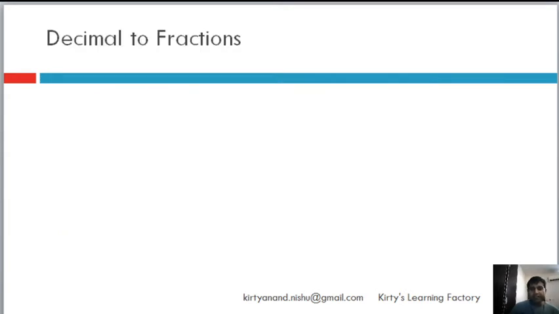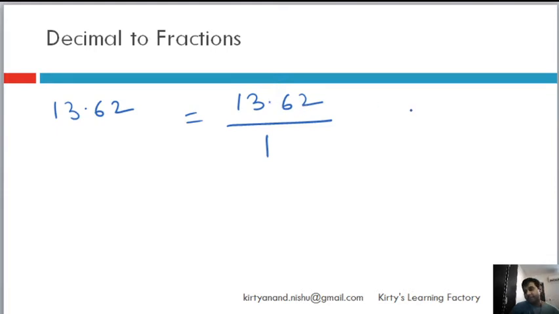Okay, so decimal to fractions. Last time I told you, let's take any decimal, 13.62. What was the guru mantra I gave you? You write the number as 13.62, you put a divide line, you write 1, then you count how many digits are after the decimal on the right hand side, 1, 2, so we put 2 zeros here, then we remove the decimal.